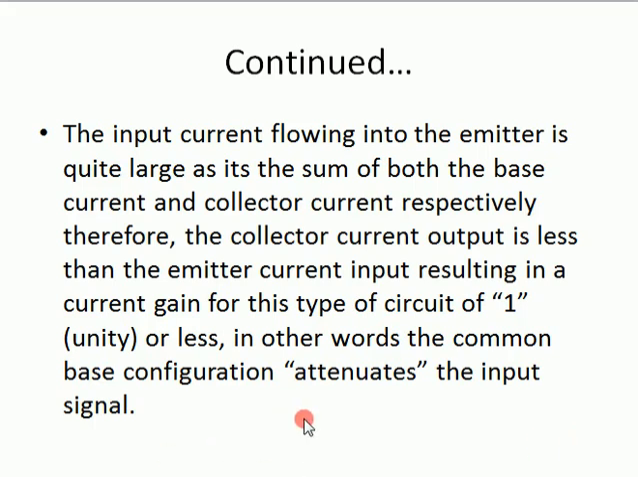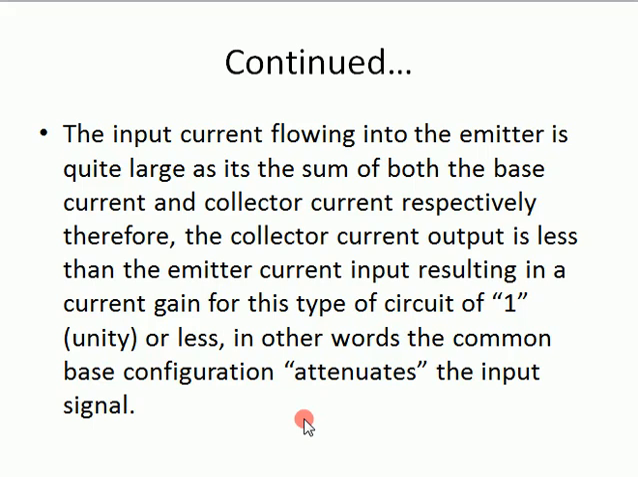Here you see one thing: the emitter current is higher than the base current and the collector current, because IE is equal to IC plus IB. So IE is providing the current to the base and the collector. So it is understood that IE is much greater than IC. If we take the current gain, it is equal to I naught over I in.